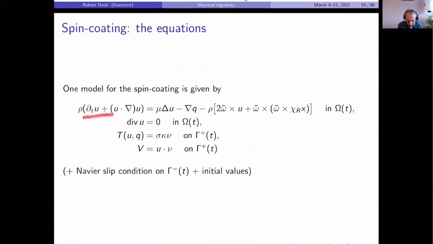So I have again the standard Navier-Stokes equation, but then I have some rotational force, Coriolis forces. I don't want to describe all expressions in detail. Essentially, this is the model for the Coriolis forces. I again assume that I have an incompressible fluid, and here I have a surface tension. So this is the surface tension on the free boundary.